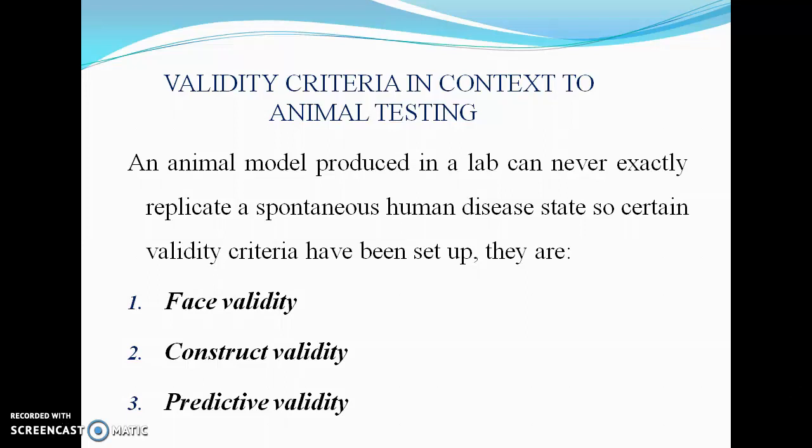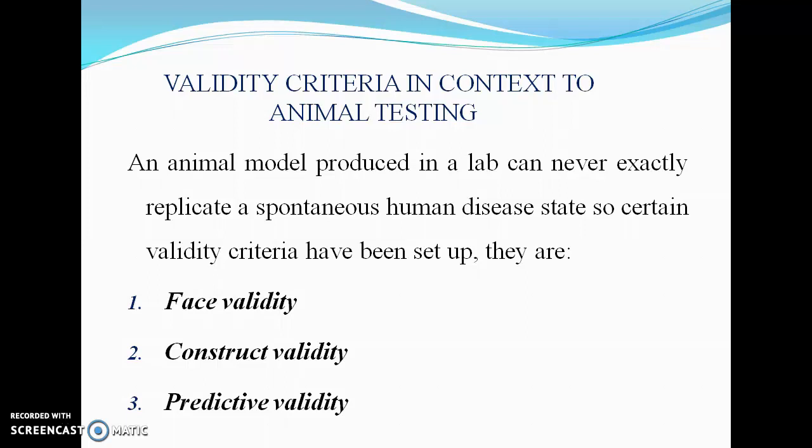So while doing animal studies, it's essential to validate certain criteria while testing the animal models. An animal model produced in a lab can never exactly replicate a spontaneous human disease; even if you are using a transgenic animal, slight variations can be observed. So we go through certain validity steps. This can be done using three types: face validity, construct validity, and predictive validity.